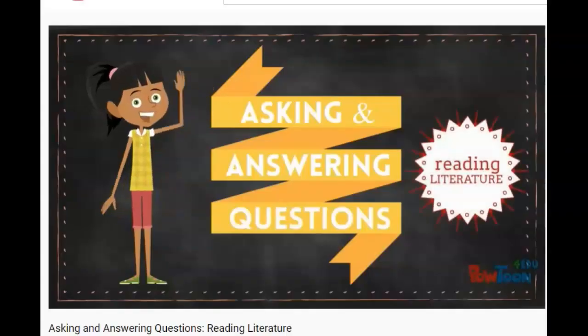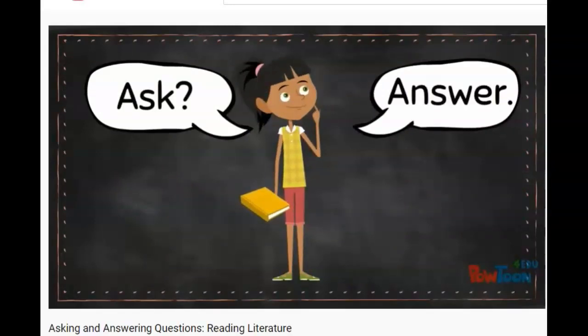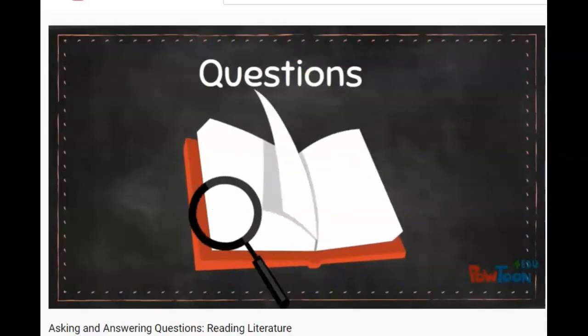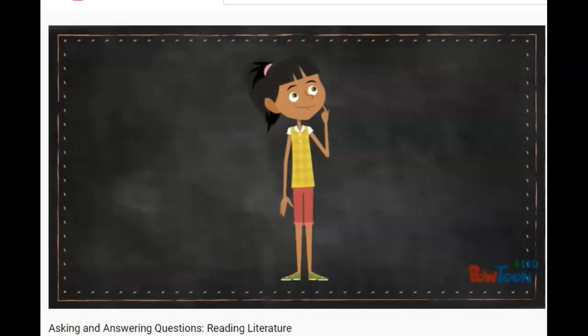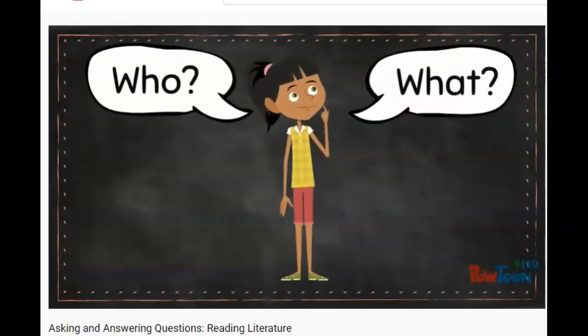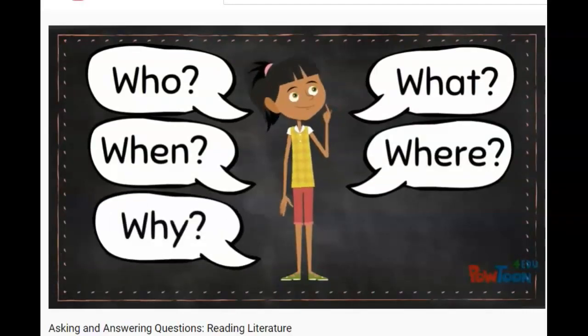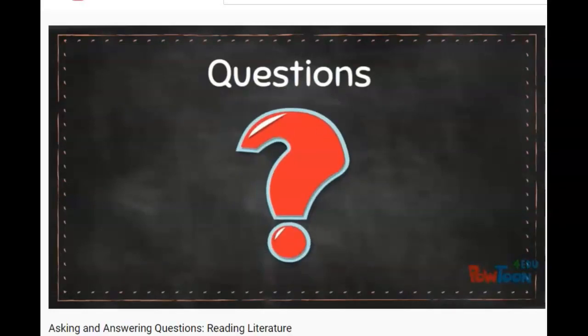Questions. When we read, we ask and answer questions about the text. This helps us become better readers because it makes us think about what we're reading. Questions are sentences that ask for information. Many questions start with who, what, when, where, why, or how. Questions end with a question mark.